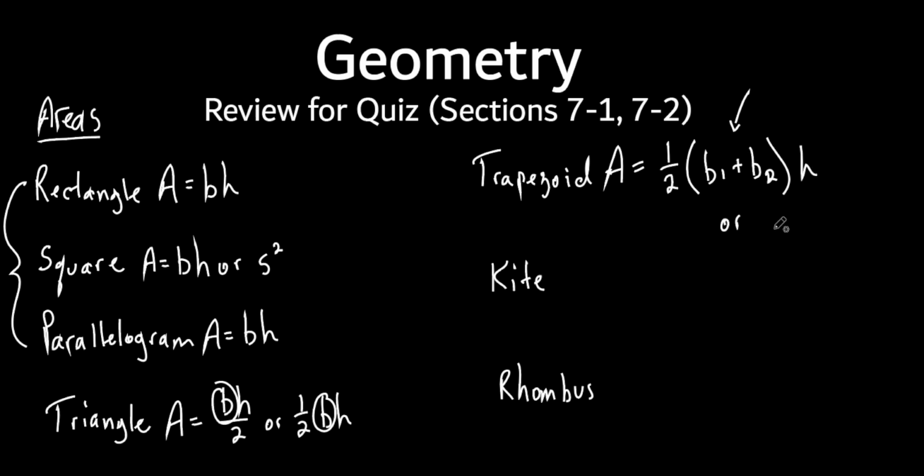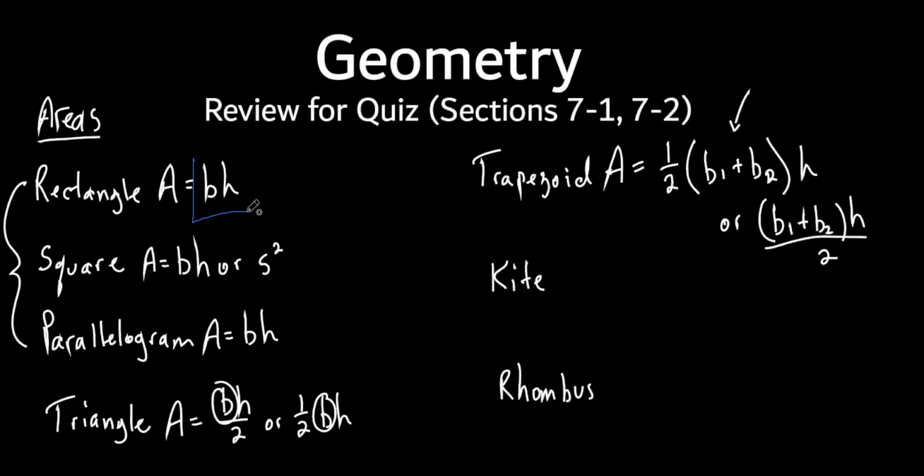Or you could look at it like this: base 1 plus base 2, times the height, and then divide it by 2. Either one means the same exact thing, doesn't it? Dividing by 2 is taking half of it. So you take the two bases, add them up, multiply by the height, and divide it by 2.